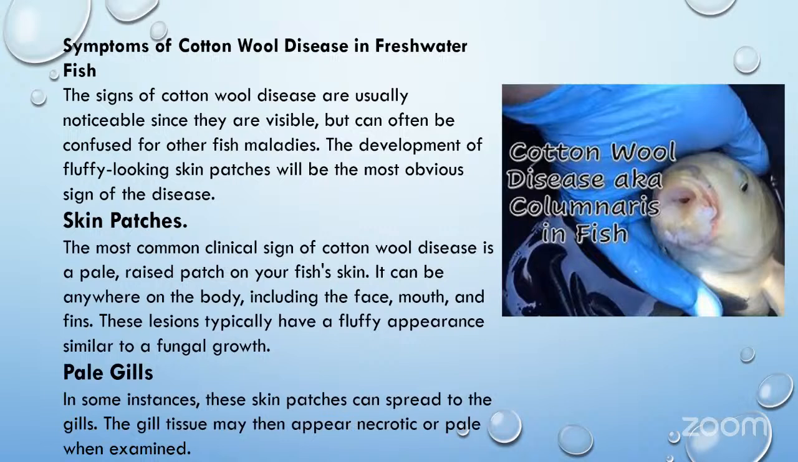Now, what are the symptoms of this cotton wool disease? They are usually noticeable since they are visible, but can often be confused for other fish maladies. The development of fluffy looking skin patches will be the most obvious sign of this disease. The most common clinical sign is a pale raised patch on the fish's skin. It can be anywhere on the body, including the face, mouth, and fins. These lesions typically have a fluffy appearance similar to a fungal growth.